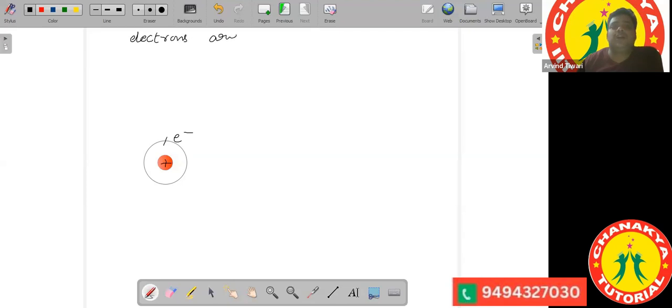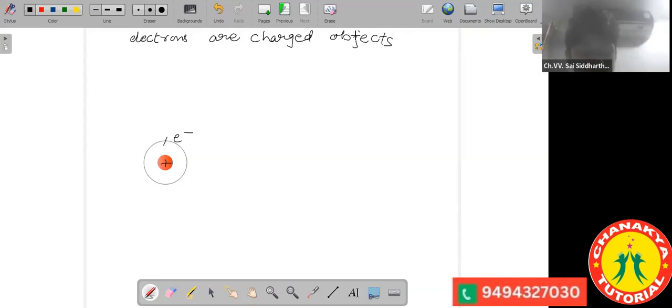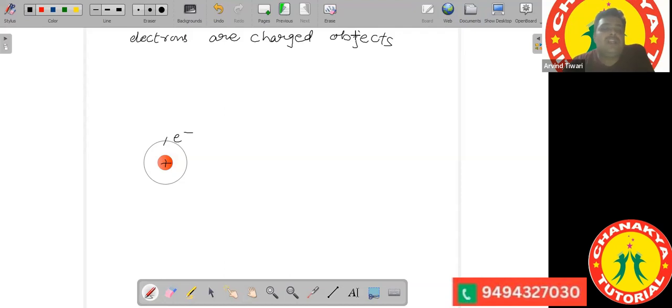So electrons are charged objects. They have charges, whereas planets do not carry any charge. Do planets have any charge? No, sir. Planets do not carry any charge, but there is a charge on the electron and proton. So because of this, if the electrons revolve around the nucleus, this will be an accelerated motion of the electrons, and if the electrons are revolving around the nucleus, they must radiate energy.